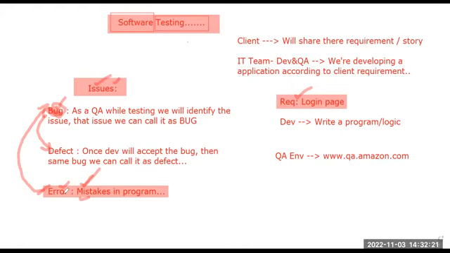Everyone, is it clear to all? Sir, first error comes, then bug, then defect? Yes, ideally and practically we can say that an error will be there in the program, and because of that we will get a bug in the application.